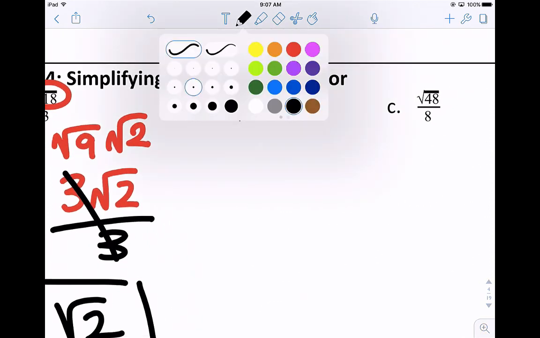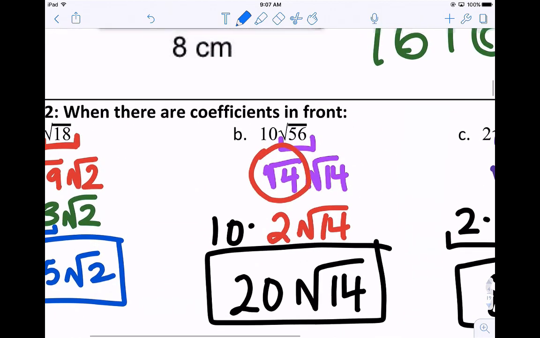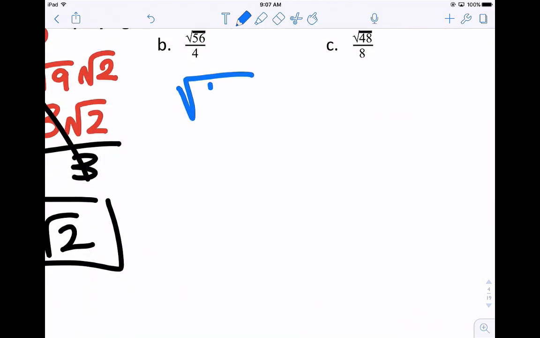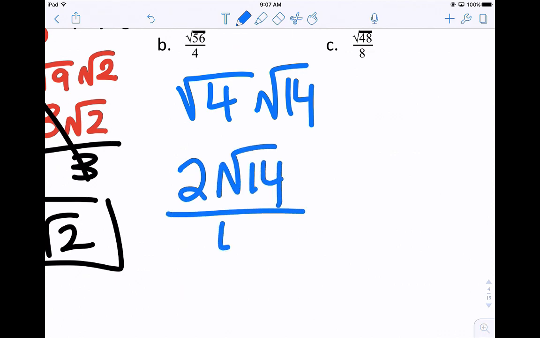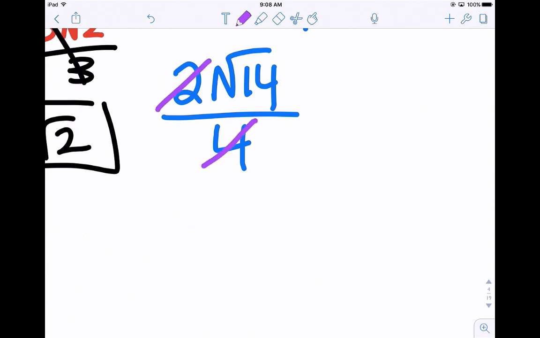Let's do the next one, 56. So the square root of 56, the biggest number I think you can divide that by is 4. We did that above here. So it's 4 and 14. So this is 2 square root of 14 divided by 4. We can reduce 2 fourths. That's the same as 1/2. So divide each by 2, and we get the square root of 14 over 2.